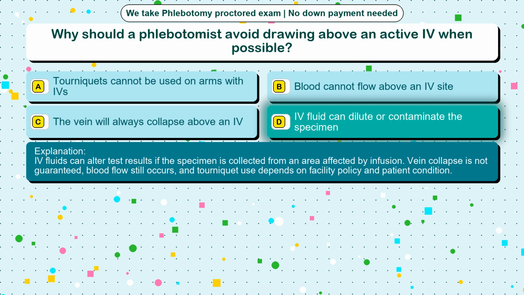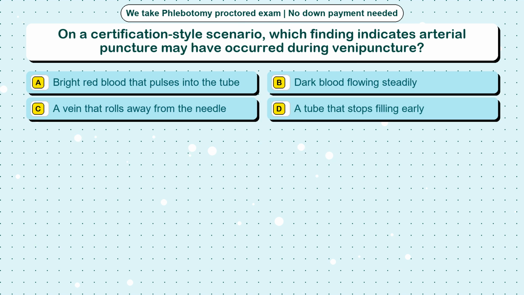IV fluids can alter test results if the specimen is collected from an area affected by infusion. Vein collapse is not guaranteed, blood flow still occurs, and tourniquet use depends on facility policy and patient condition. Question 15. On a certification-style scenario, which finding indicates arterial puncture may have occurred during venipuncture?